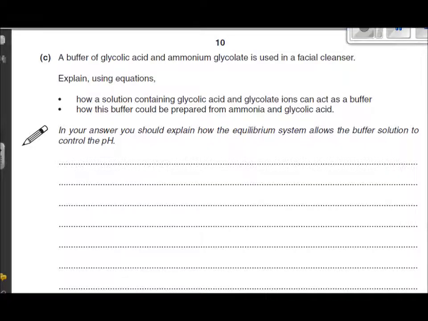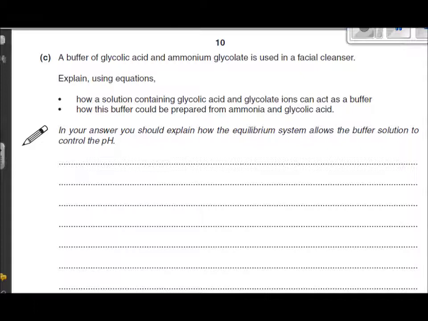I'm going to go through this question, which is a good example asking us to explain the action of a buffer and to explain how a buffer solution can be made. Now, the question is in two parts. It's using glycolic acid, a weak acid, and ammonium glycolate, a salt of that weak acid, as an example of a buffer. Now, examiners in this type of question can use a compound that you wouldn't have met before, but all you need to do is to apply these same principles in answering the question.